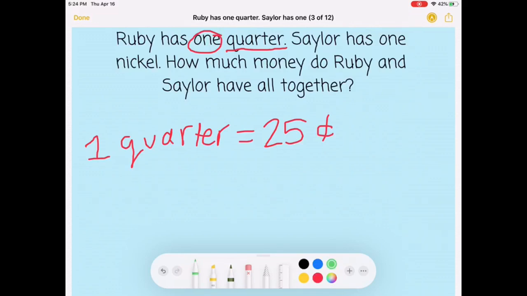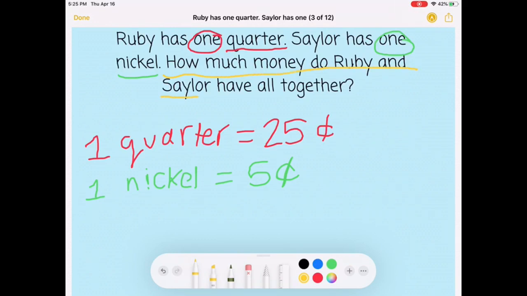Let's keep reading. Sailor has 1 nickel. Wow, that's awesome information because I know 1 nickel equals 5 cents. Now, here is the last part of the question that is super important. It says, how much money do Ruby and Sailor have all together?